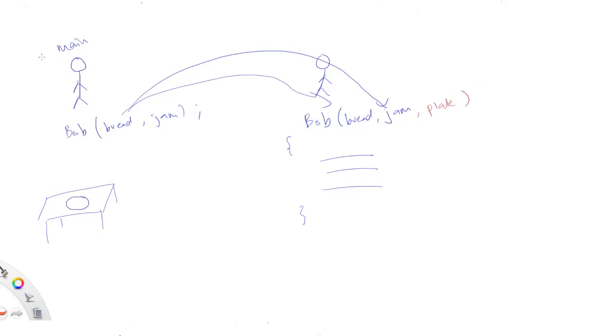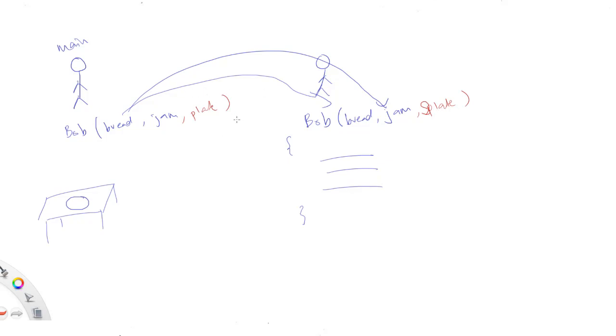Okay, so instead of just giving the bread and jam, I'm also giving the plate to Bob. So Bob will receive bread, Bob will receive jam, and also I will give the plate to Bob. I will make this the reference parameter because it has the ampersand. Okay, this is just an example.